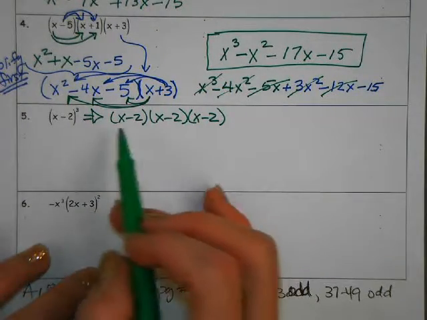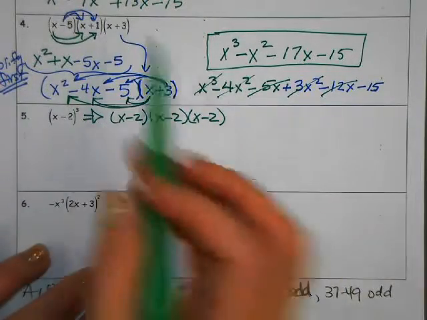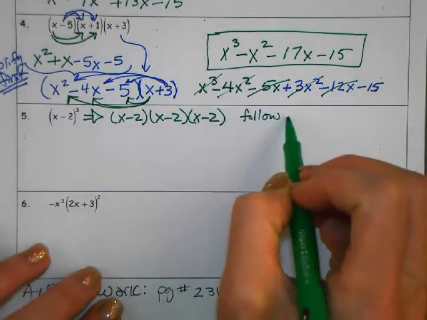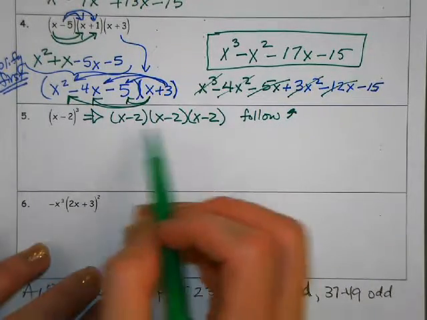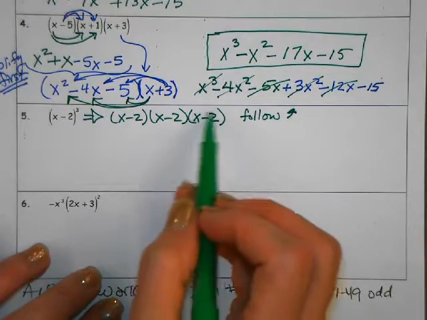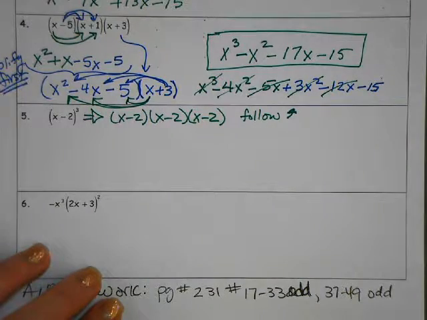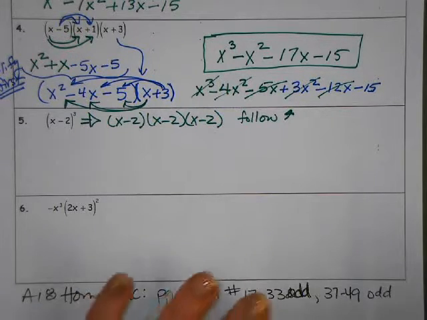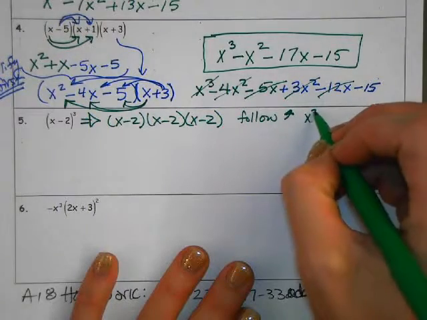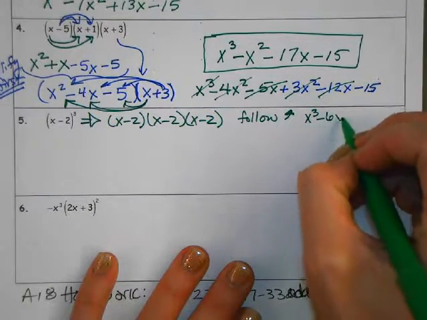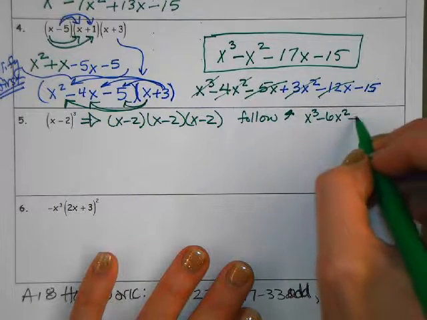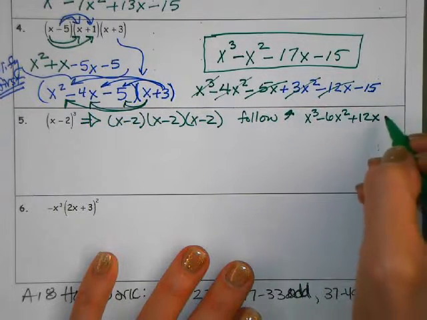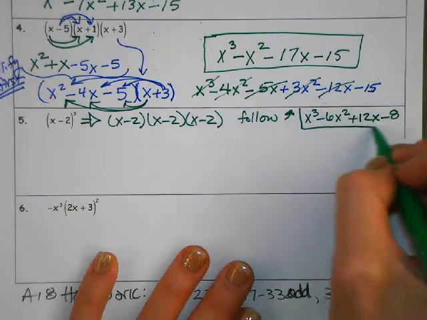Okay? And so at that point, you're going to do what you did for number 4. Then you would just follow what you just did up above, right? Because now you would do this first, get your answer, simplify it, and then do that, and then add them together. Does that make sense? Okay? And when you do that, you should get x cubed minus 6x squared plus 12x minus 8. Okay, that should be your answer.